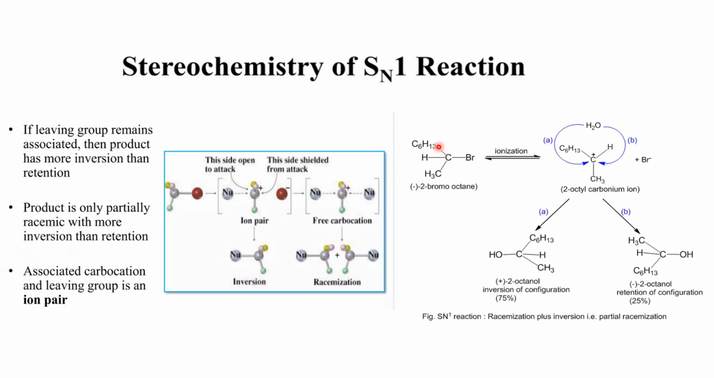See the example. This is the optically active compound 2-bromo-octane. This is a secondary alkyl halide. First step, ionization. This carbocation is formed, and then when this carbocation is attacked from the back side of the leaving group, we will get this product, that is plus 2-octanol, and this is the inversion configuration. When it attacks from the front side, we will get the retention configuration. See, inversion configuration is 75%, retention configuration is 25%, because in case of ion pair, this nucleophile can attack only from the back side. Then also you will get the inversion product. And when this carbocation is free, then you will get the racemization, that is retention plus inversion. So overall the product is racemization plus inversion. Therefore the inversion product is more, or it is partial racemization.